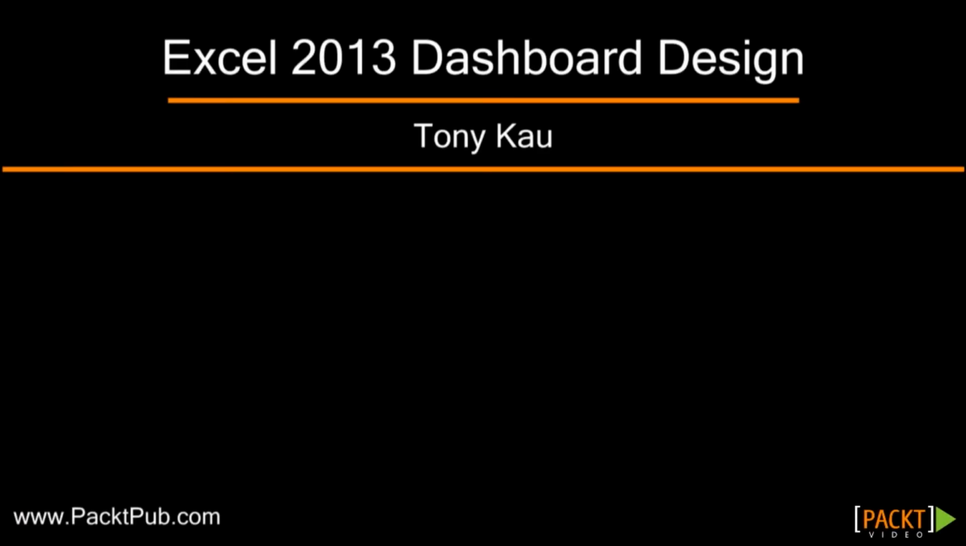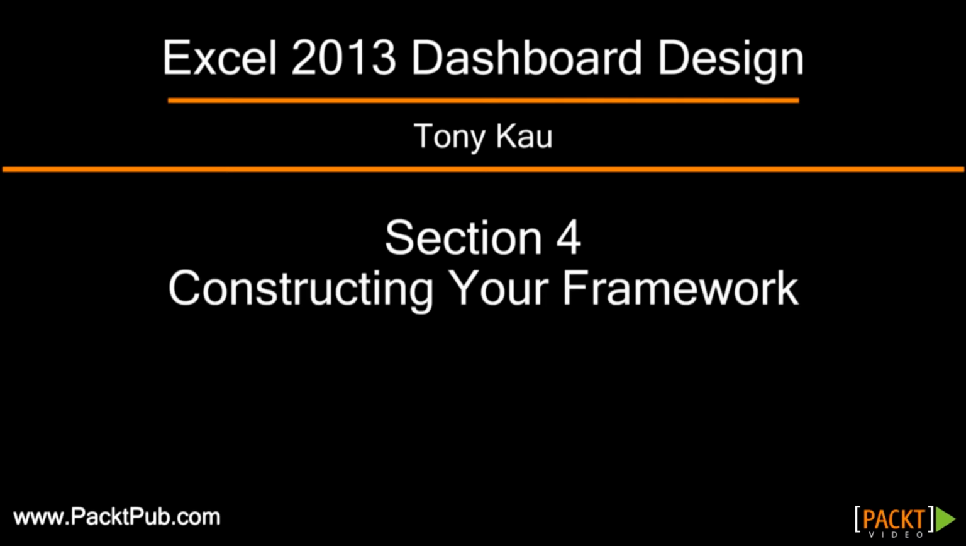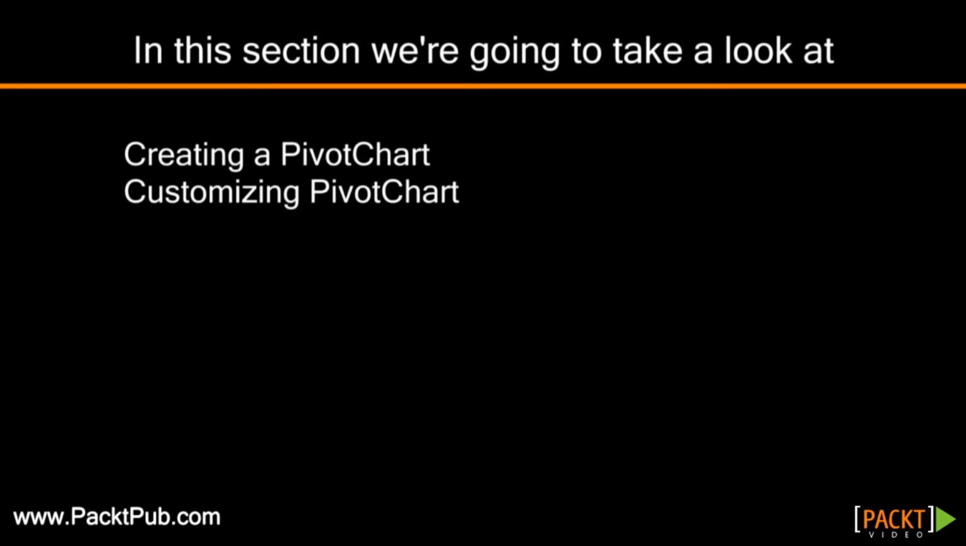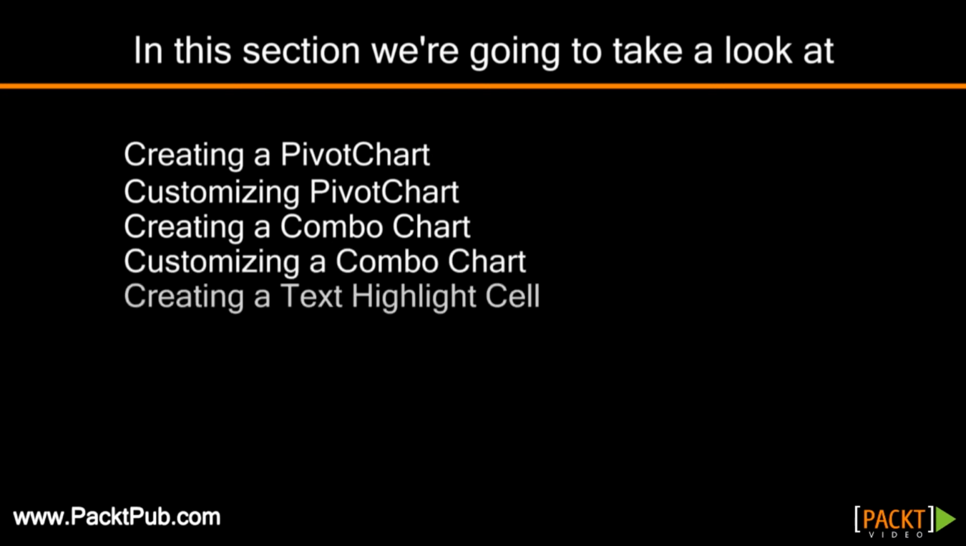Welcome back to Excel 2013 Dashboard Design. In Section 4, we'll be covering the construction of pivot and combo charts. So, first we'll look at creating a pivot chart and then how to customize it. We'll follow that with combo chart creation and how to customize the combo chart. And finally, we'll finish with how to create a text highlight cell. A text highlight cell is basically a smart sentence where the components update depending on the data that's being referenced by it. So let's go ahead and get started with creating a pivot chart.